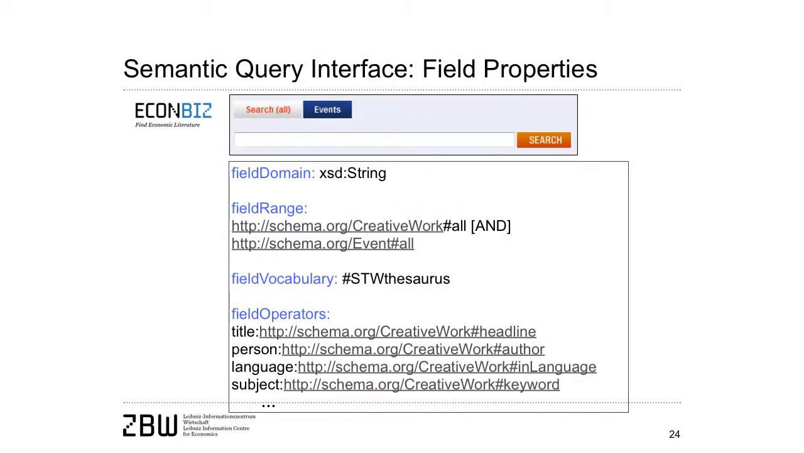As to the field properties, we semantically describe so that search engines can understand what you can enter in this query interface. And here we just describe this single line. So the domain is a string. You enter a string, and this string is then mapped onto creative work and events. That is the range of that field. Creative work, again, are the publications, and events are the events we have.